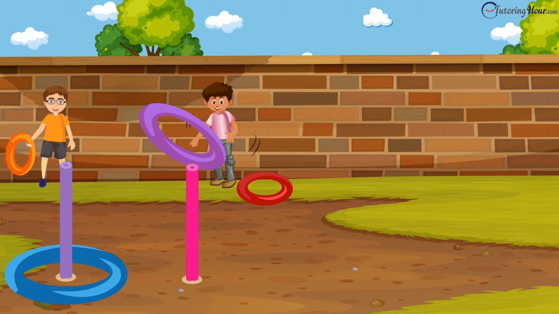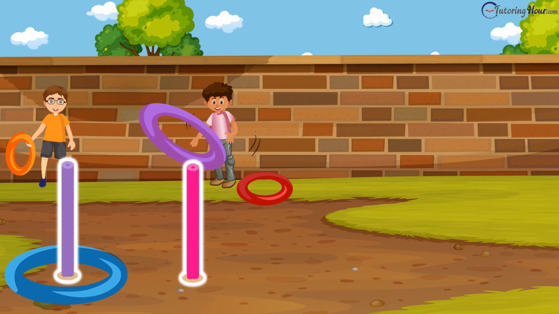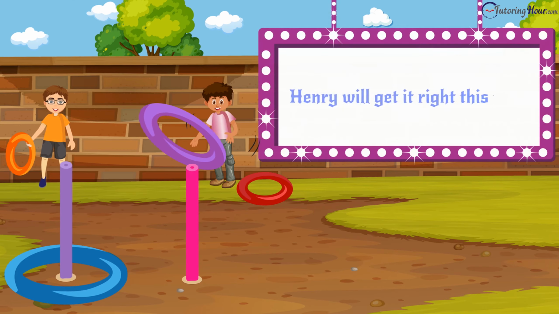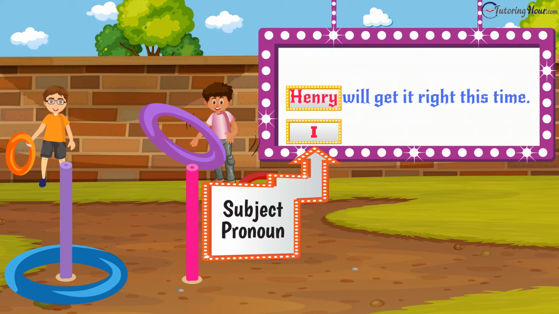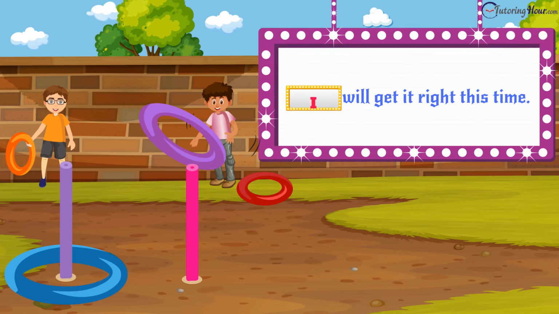Henry and Mason were trying to toss their rings onto the pool noodle. Henry will get it right this time, said Henry. Does this sentence sound weird? We'll knock off the first instance of Henry and replace it with the pronoun I. I will get it right this time, said Henry. While talking about ourselves, we do not use our names, but we use the pronoun I.